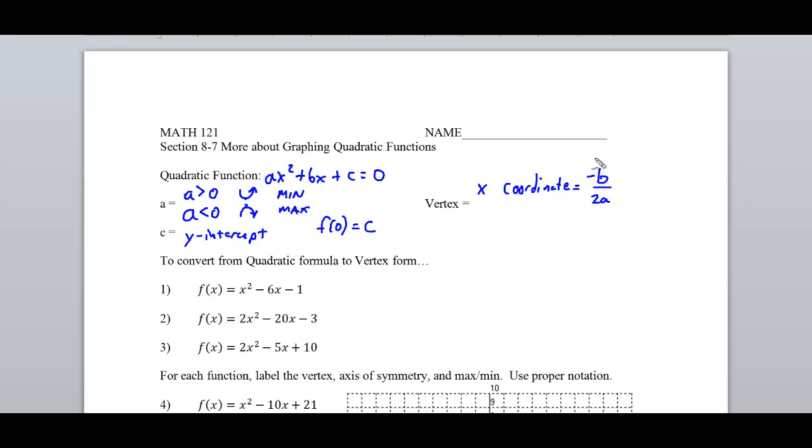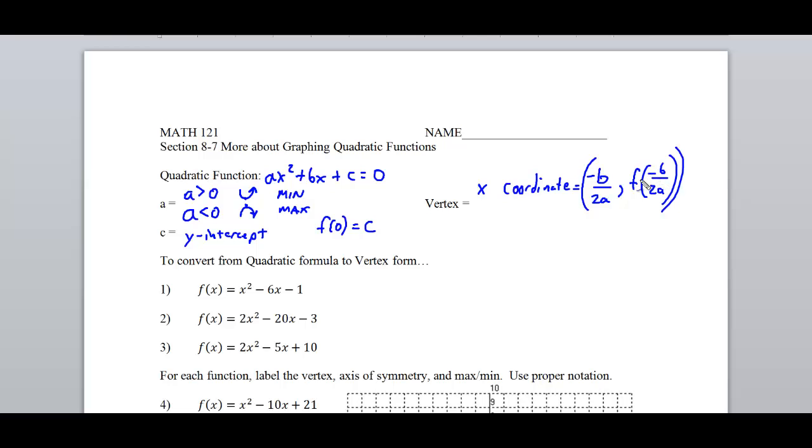A lot of times we see the vertex given as negative b over 2a, and then f of negative b over 2a. What this is saying is that if you want your x coordinate, you take your b value, divide it by 2a, and then take the negative of that, and that will give you your x value. The y value would just be plugging that back into the equation, and that's what the f means here.